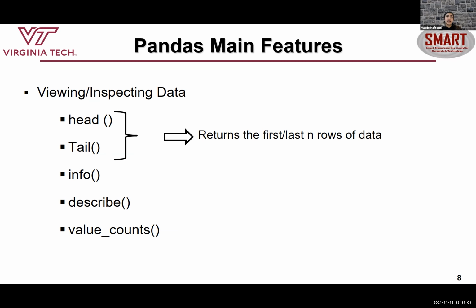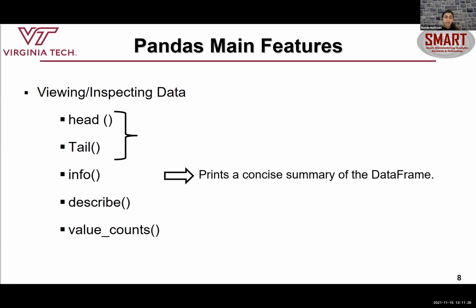For example, head and tail. Head is for returning the first n rows of the data. The default is the first 5 rows of the data, but you can specify any different number. And tail is to return the last n rows of the data. Info is to give you a concise summary of the data frame.